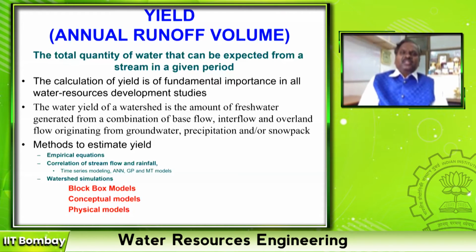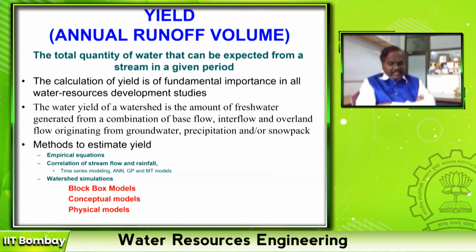75% of the yield, or 75% dependable yield, or 90% dependable yield. This is how we store the water, because the calculation of this yield is of fundamental importance in all water resources studies, because this is the volume of water you are going to store. It is not the total runoff available from the basin. So that is why I am very particular in telling you the water yield of a watershed is the amount of fresh water generated from a combination of base flow, interflow or overland flow originating from groundwater or precipitation and/or snowpack.